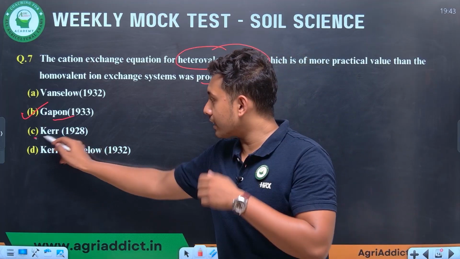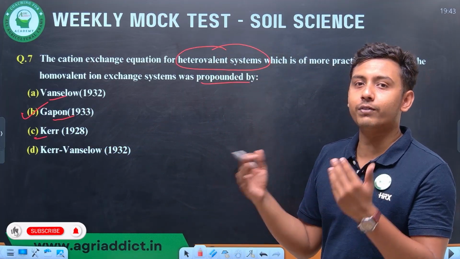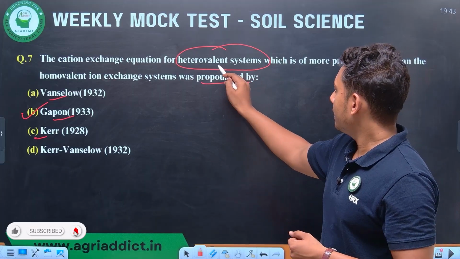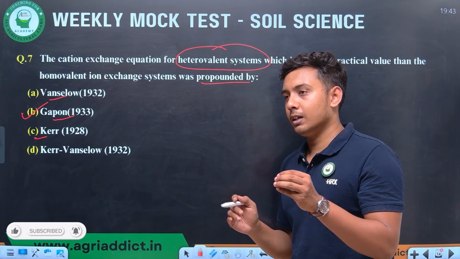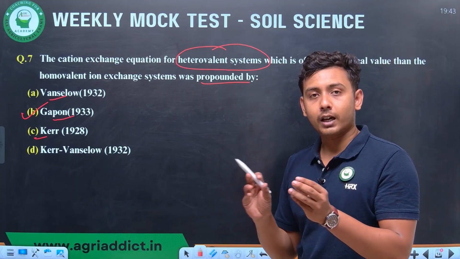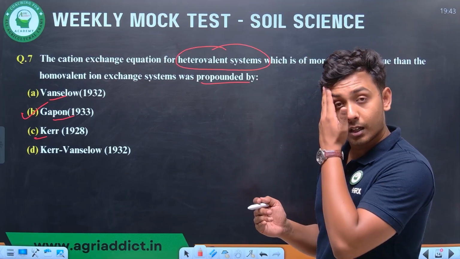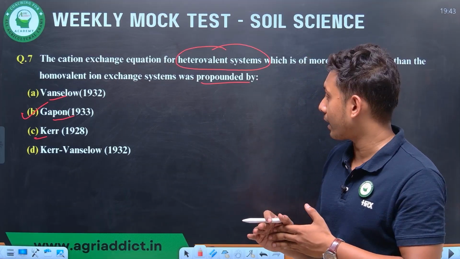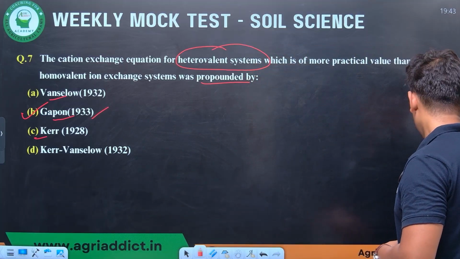Previously Kerr and Vanselow used to put more emphasis on the homovalent cation exchange, but in soil what actually happens is that the heterovalent, or different charge valency, cations occupy the exchange sites. So Gapon is the right answer, and it is a very important, direct question.